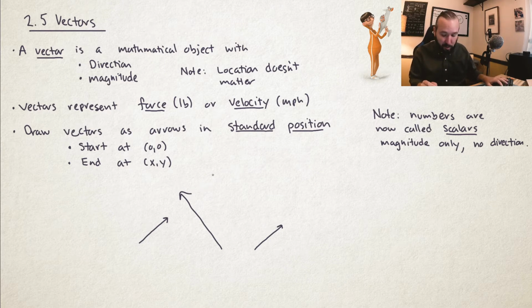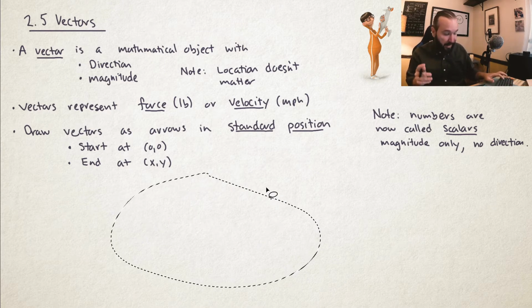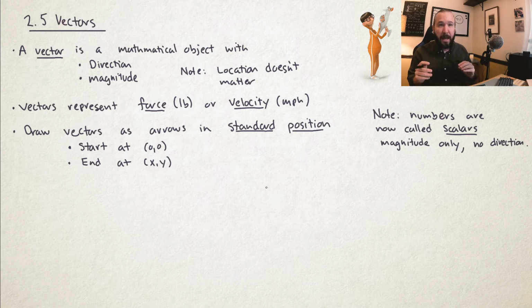So it doesn't matter where you put them. All that matters is how long the arrows are and what direction they point in. If the angle changes, that's something different. And if the length changes, that's something different. And these are mathematical models for things that you're familiar with, like force. I put the units here. The units of force are pounds, and velocity. The units of velocity are miles per hour.